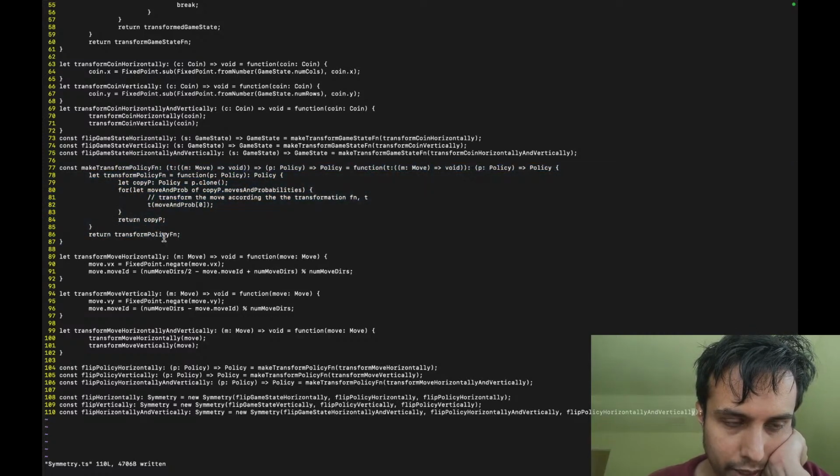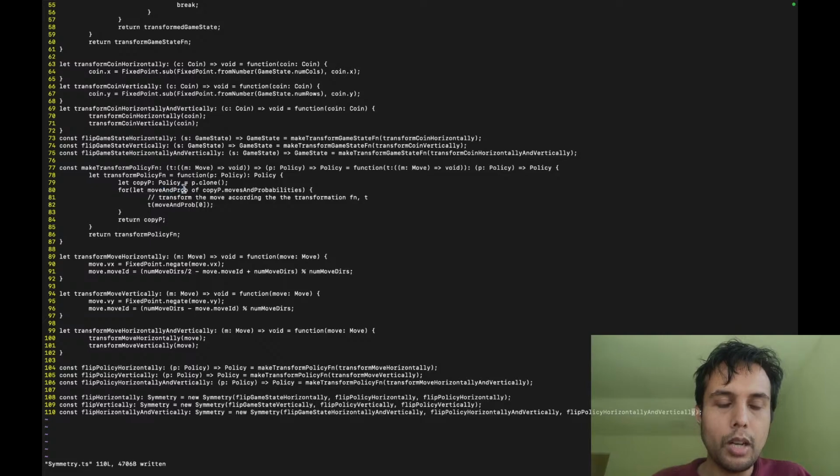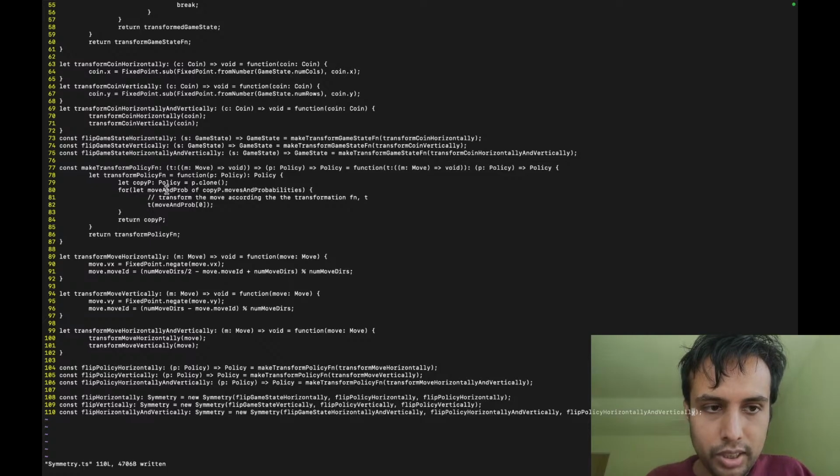Which I kind of lifted from Connect 4, where first we clone it. And then for game states, the lambda we're passing in is a consumer of a coin. And here it's a consumer of a move, because a policy is a list of pairs, where each pair has a move and a probability associated with it, pairing together the move and the probability. And then the policy is just a list of these pairs, a list of moves and probabilities, right?